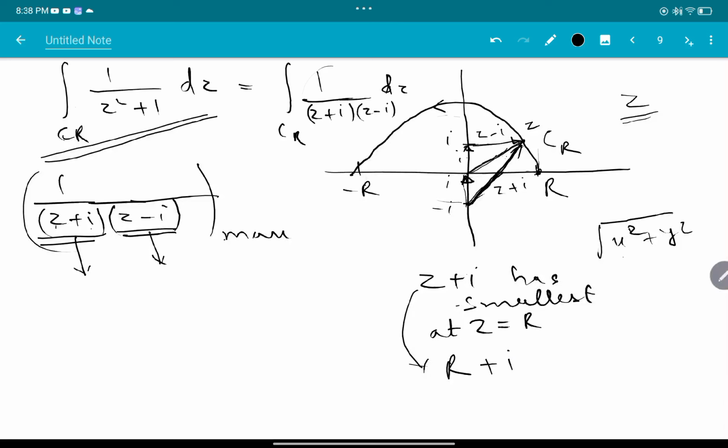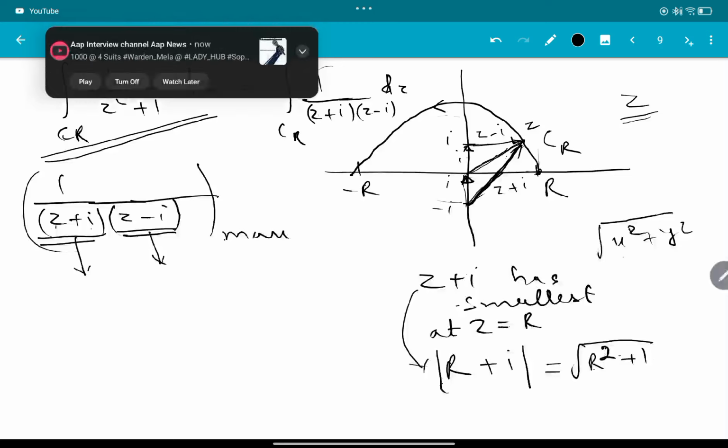But what is the modulus of that smallest value? The modulus of that smallest value will be the root of r square plus 1. So root of r square plus 1 is the smallest value of the modulus of this. Very good. A measure of modulus is a measure of size.